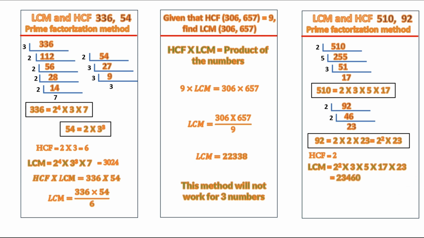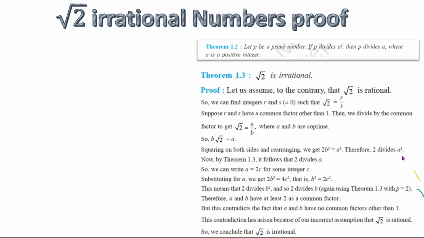So this is how we will do the LCM and HCF using the prime factorization method. Now finally we come to the last topic in our chapter, that is we need to prove that root 2 is an irrational number. Before we prove this, we need to know one theorem, that is Theorem 1.2.